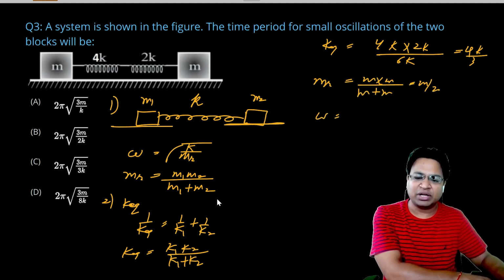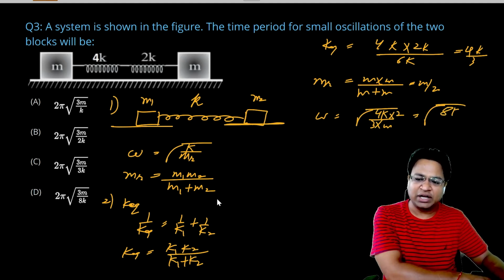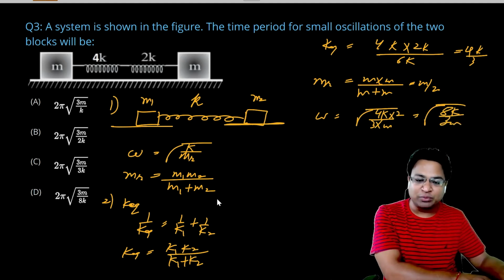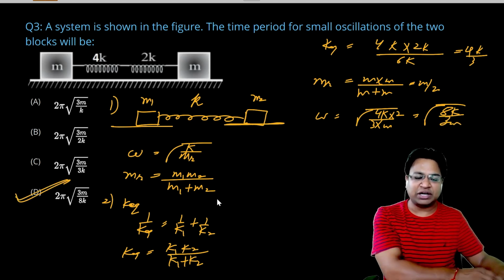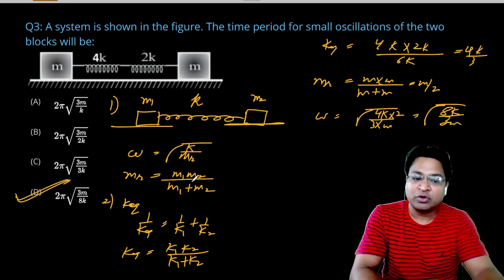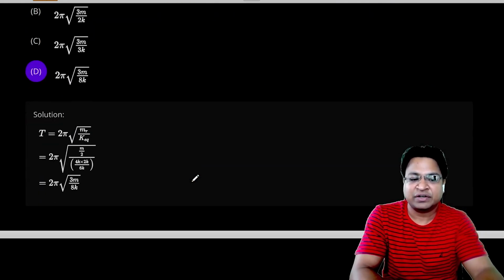And therefore, omega would be root of k by m. So 4k by 3 and then m by 2. So it becomes root of 8k by 3m. So that is omega. Now time period is given by 2 pi by omega. So option D should be the right answer. All right. So if you were aware of these things, then the question was easy for you. If you were not aware of these things, then this question was definitely difficult for you.